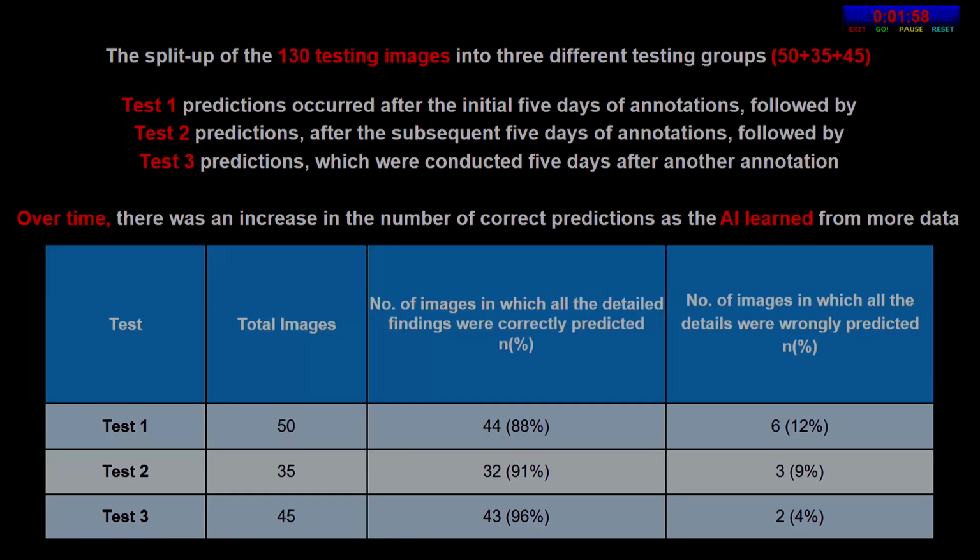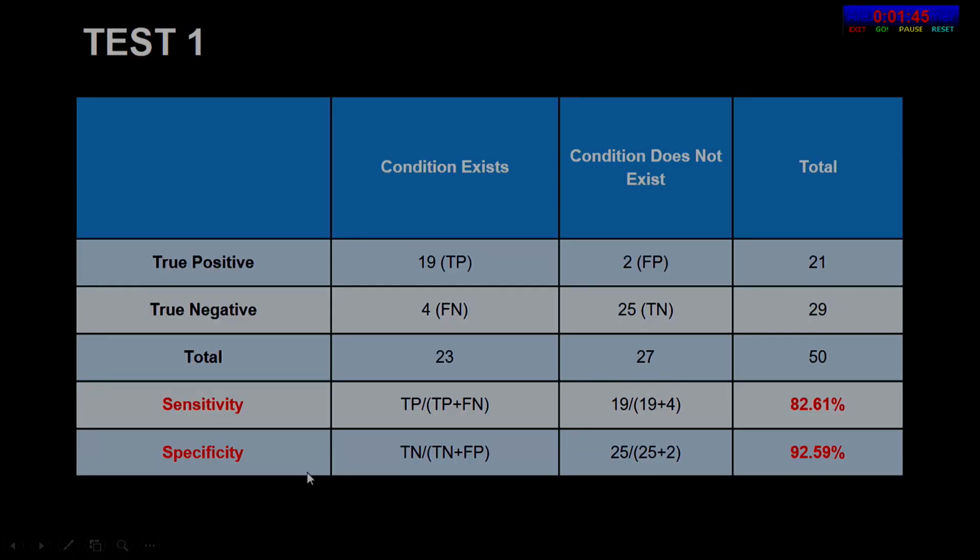So test 1, test 2 and test 3, see what happens among the 130 images that we took. So every 2 months when you increment, or in the initial phases, 50, 35 and 45 are the split up, and see the sensitivity and specificity, 82, 92, 88 and 94. So slowly it's starting to learn, and it's now at 95 and 95 in sensitivity and specificity.